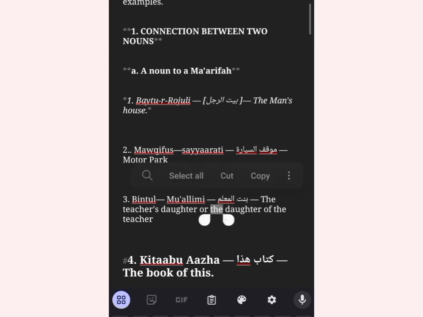or the man's house. If we intend to put it in another way using of, the house comes first: the house of the man. However, where we intend to use the apostrophe, we say the man's house. Now let's look at the second example here. We want to say motor park.